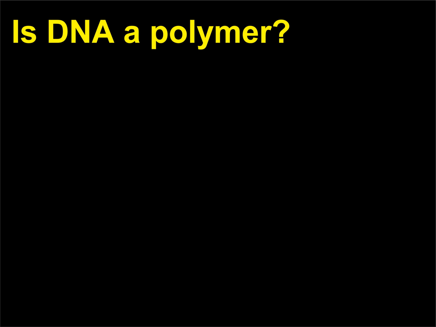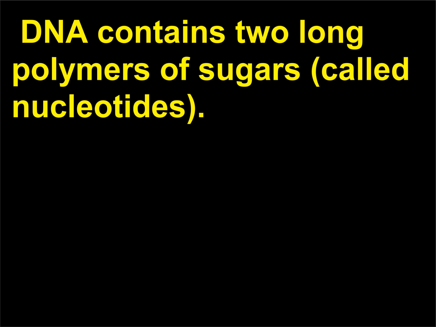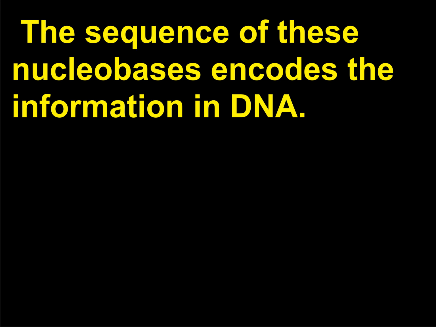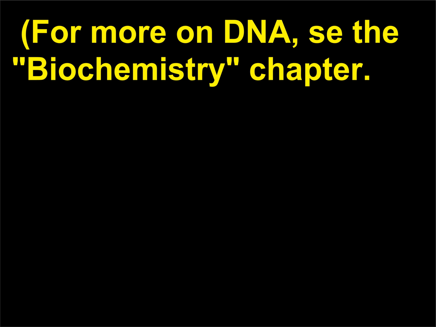Is DNA a polymer? It is. DNA contains two long polymers of sugars, called nucleotides. Attached to each sugar molecule are phosphate groups and a nitrogen base, technically a nucleobase. The sequence of these nucleobases encodes the information in DNA. For more on DNA, see the biochemistry chapter.